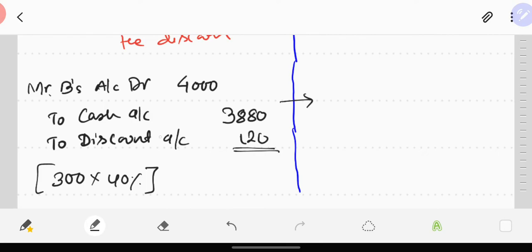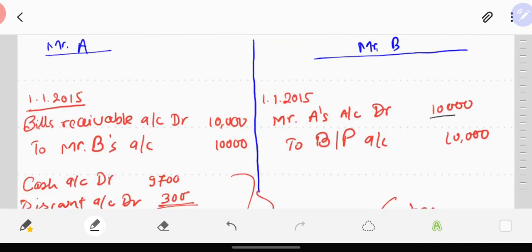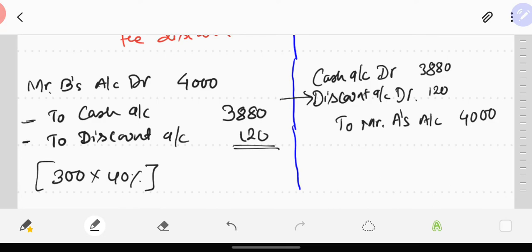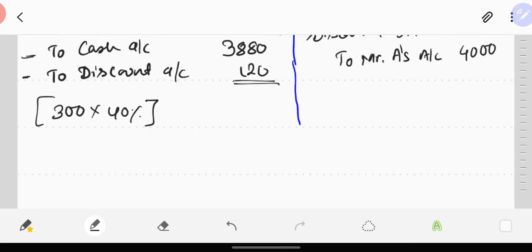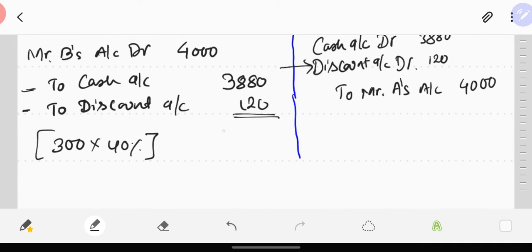Mr. B will record these transactions in reverse order. Mr. A has credited the discount and credited the cash. Mr. B will debit the cash because B has received the amount, and debit the discount because it is discount allowed, so it will be 3,880 and 120. And he will credit Mr. A's account, which is 4,000. Against this 10,000 rupees, he has already credited A by 4,000. Now the only remaining amount is 6,000 rupees, which will be paid on maturity. So what will be the narration? Narration is: amount 40% being transferred by A to B.